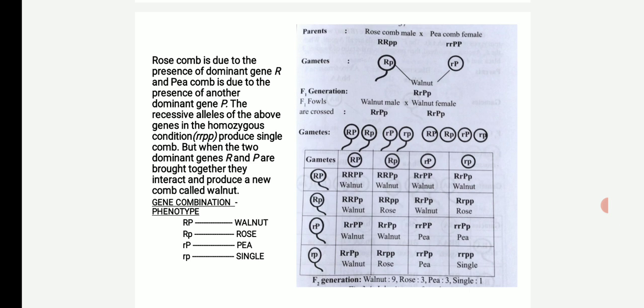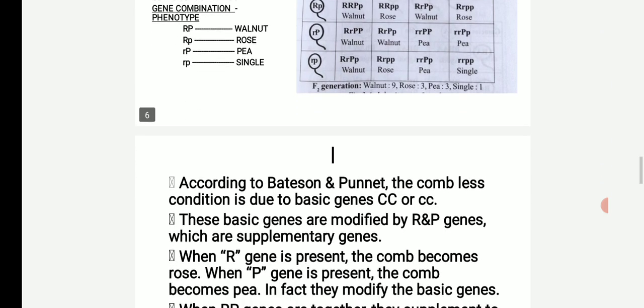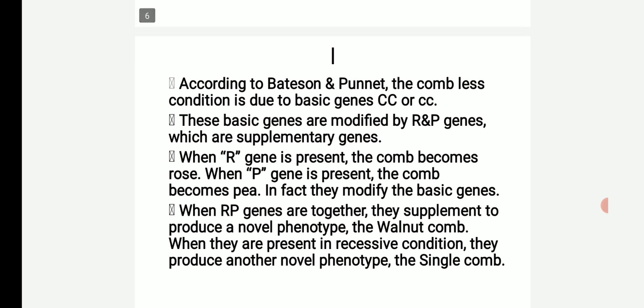Walnut is due to the interaction of two dominant genes, capital R and capital P, and rose is due to the presence of dominant gene capital R, and pea is due to the presence of a dominant gene capital P, and single comb is due to the presence of recessive genes small r and small p.